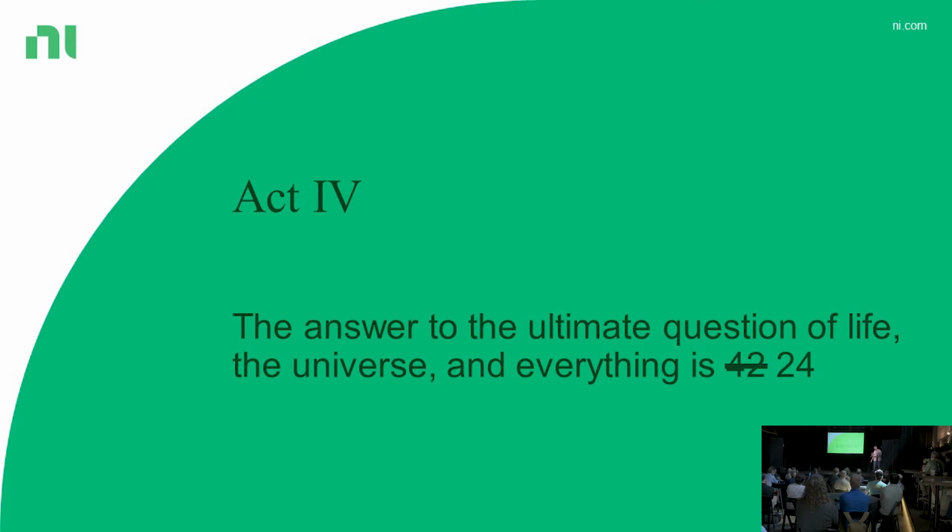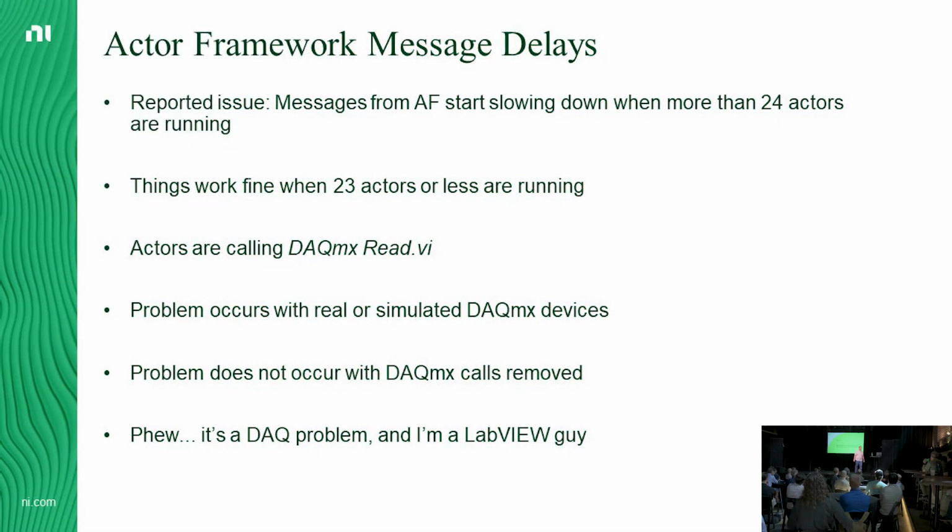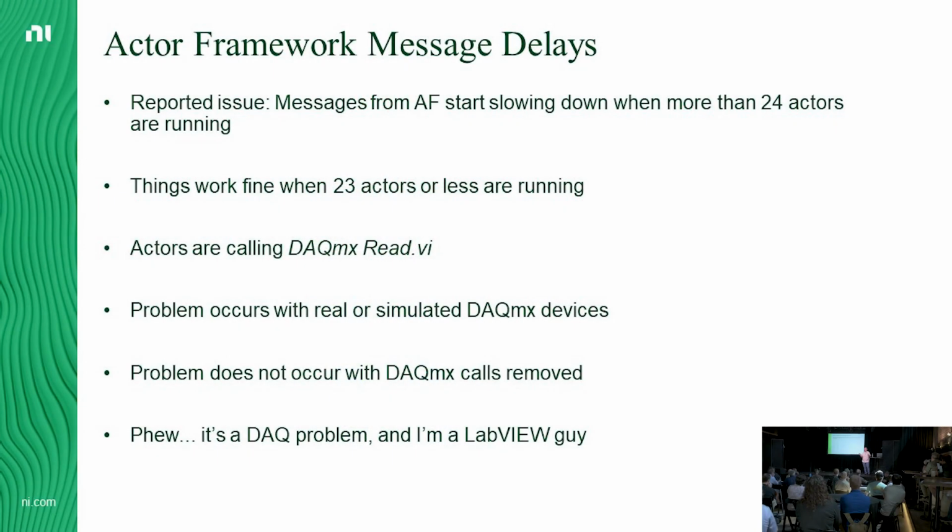All right, last act. The answer to the ultimate question of life, the universe, and everything, sorry guys, it's not 42. It's 24. All right? So we got another case study here where someone was using Actor Framework, and they were noticing that whenever they spun up 24 or more actors, all the messaging between their actors started slowing down. With 23, or 1 through 23, messages were sent between them at a perfectly good, normal speed. As soon as that 24th actor got spun up, messaging between all of them slowed down, okay?